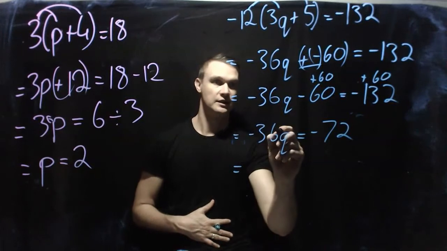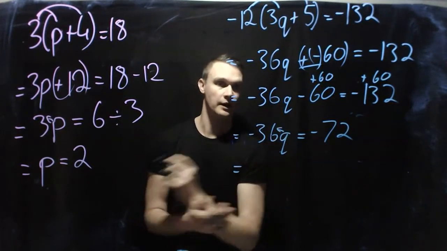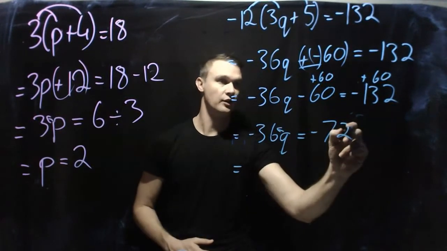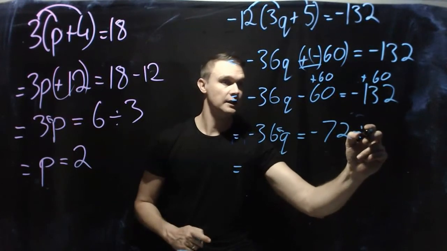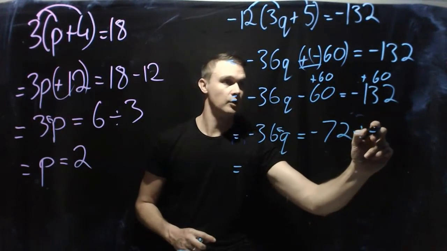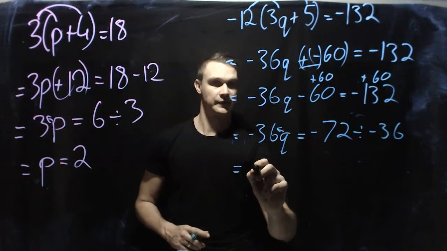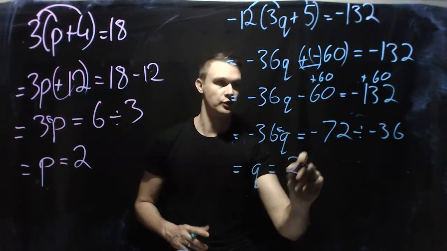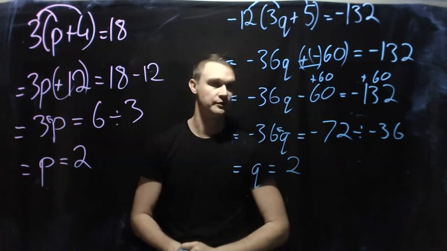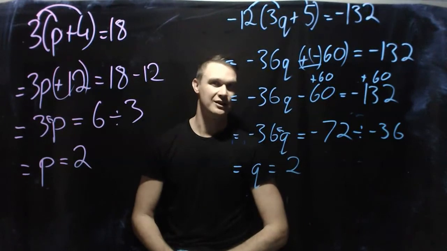So if I'm timesing q by negative 36, on this side I'm dividing the negative 72 by minus 36. Okay, therefore q will equal 2. So negative divided by negative equals a positive. In this case, we've got q equals 2.